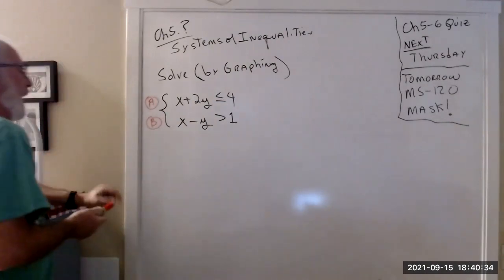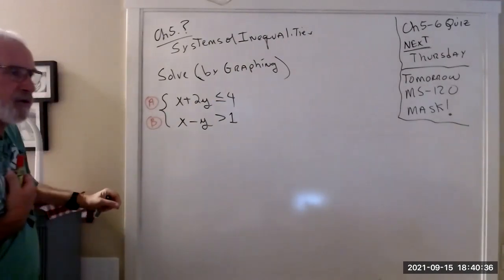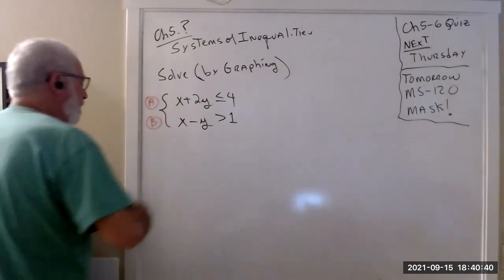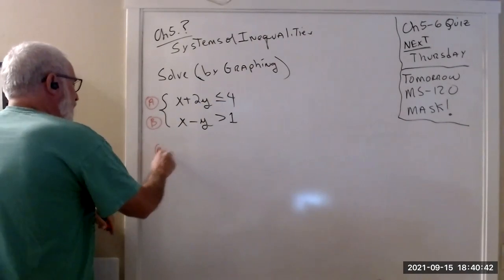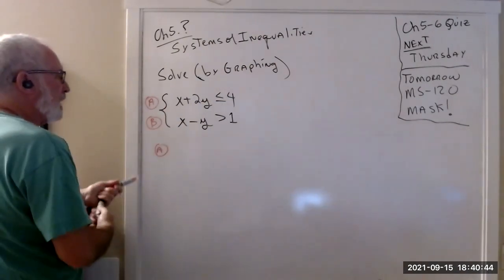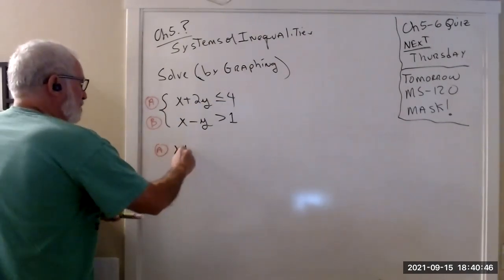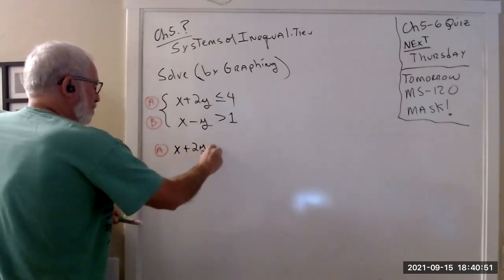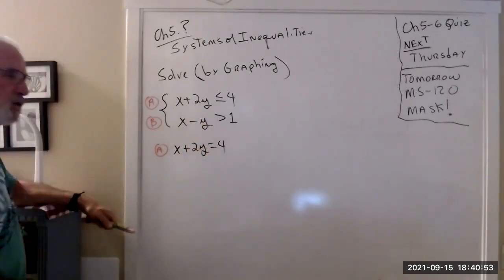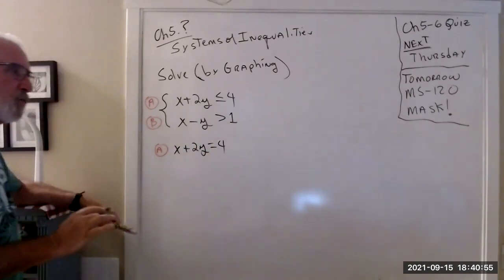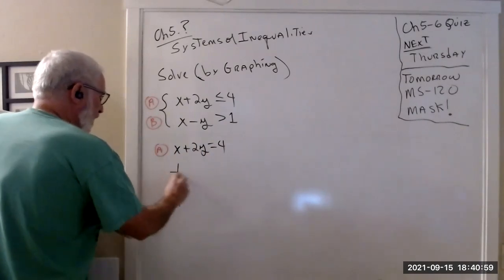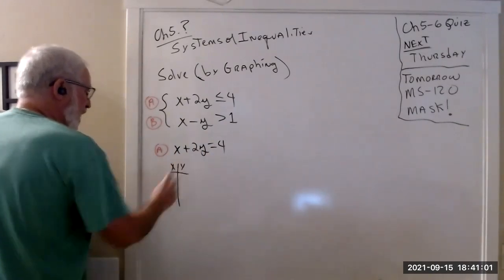So how you graph doesn't matter to me at all. If I just say graph, I don't care. I personally am going to use a table of values because to me it seems easier for both of these equations. If you want to use slope intercept, go right ahead. But I've got to set up a table of values for equation A.